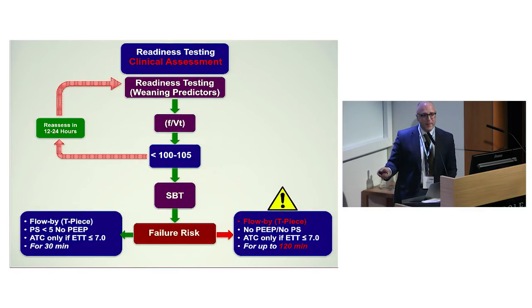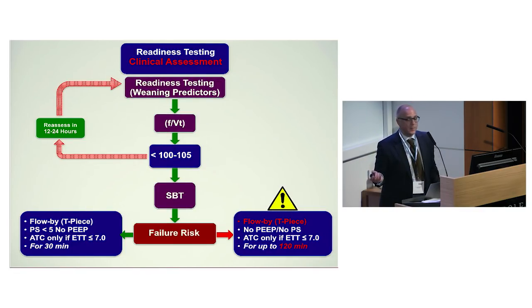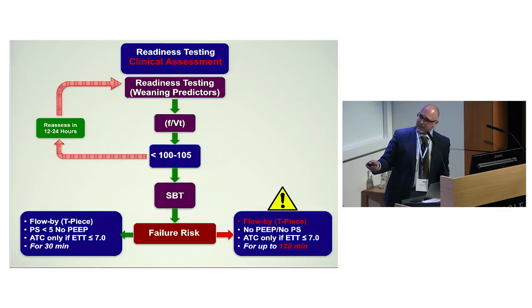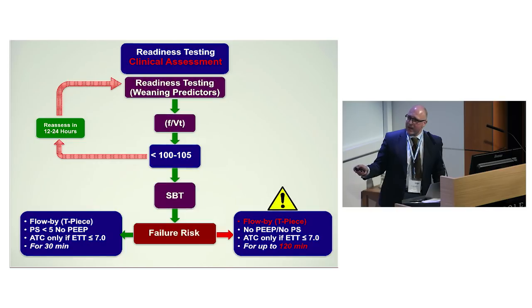The risks for this patient, if this patient fails extubation, are much greater. So we want to be more sure that if the patient passes the SBT, they can be safely extubated. And that's why I put that in red: the T-piece with flow-by, and no pressure support, no PEEP. This is where the disagreement slightly is with the new guideline.